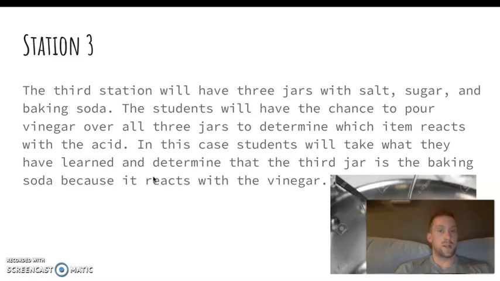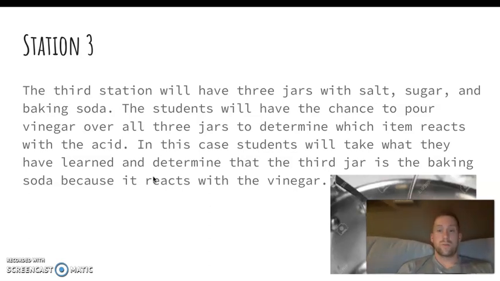A third station will have three jars, one with salt, one with sugar, and one with baking soda. The students will have a chance to pour vinegar all over the three jars to determine which item reacts with the acid. In this case, students will take what they have learned and determine that the third jar is the baking soda because it would be the one that reacts with the vinegar.